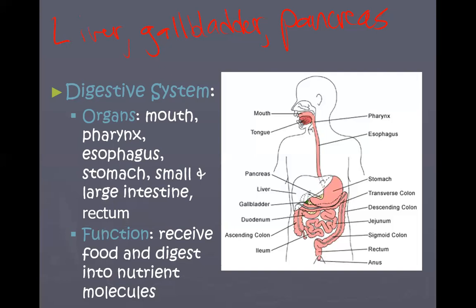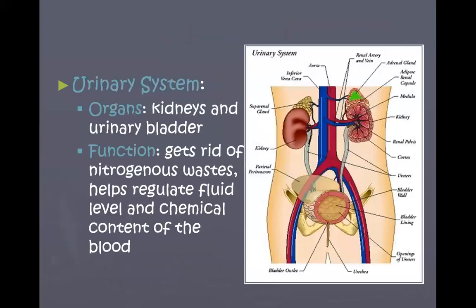Okay, if this is for food, what do you call the one for liquid? What system helps you get rid of all your liquids? You pee them out. Urinary. Urinary system, this one's easy. Kidneys and bladder.